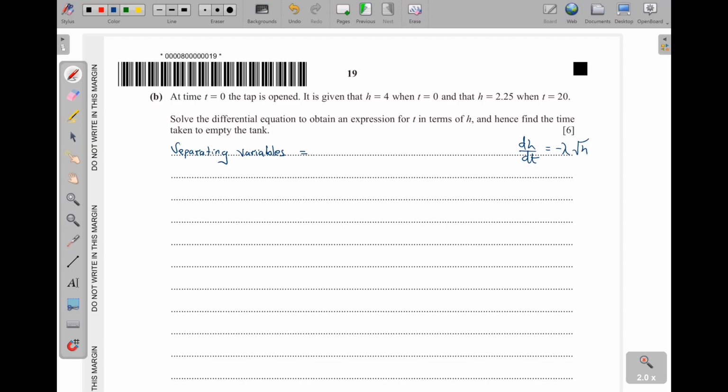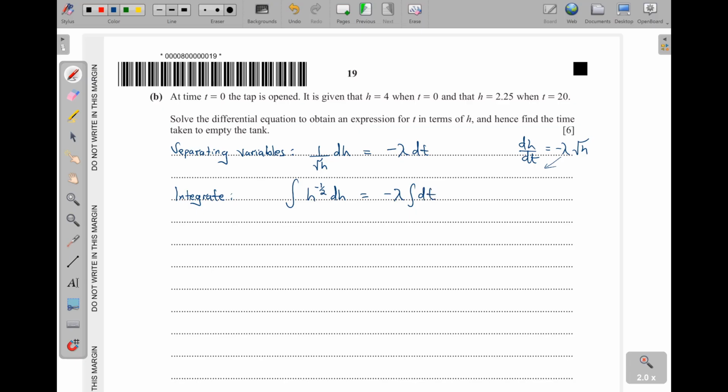So h has to be on one side, so we shall have 1 over root of h, then dh, then shall be equal to, like you just cross multiply, take this one here, so negative lambda, and then dt. Okay, now the next thing is to integrate on both sides. So integrating, we have now h power negative a half with respect to h, and then you can put the negative lambda here, you integrate dt.